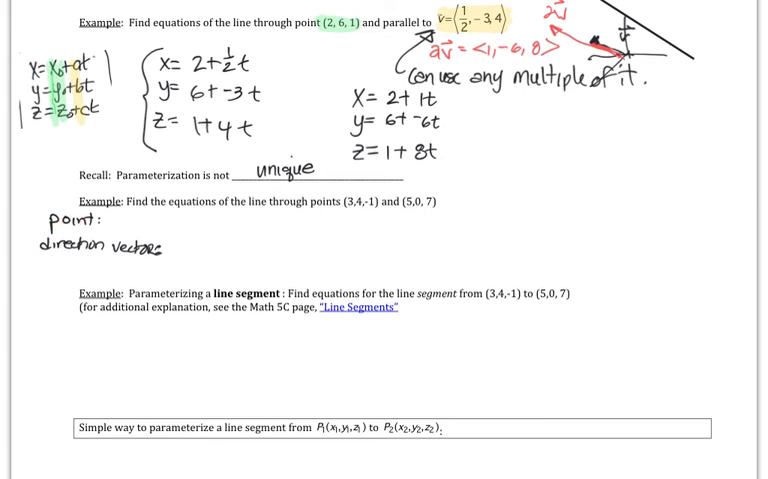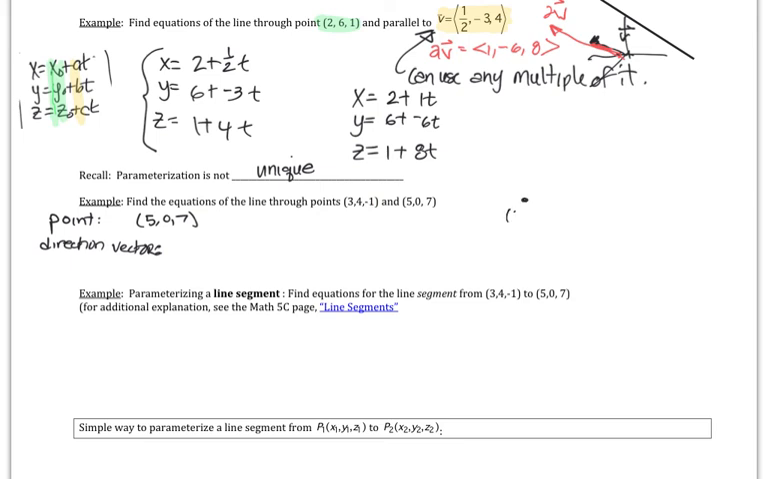Okay, so point. Well, they gave us 2. Take your pick. I'm going to pick 5, 0, 7 for no good reason. But you maybe pick this point. That's fine. If you do, our answers aren't going to look the same. And that's okay, because parameterization is not unique. And the direction vector. Well, they didn't give us a direction vector this time.